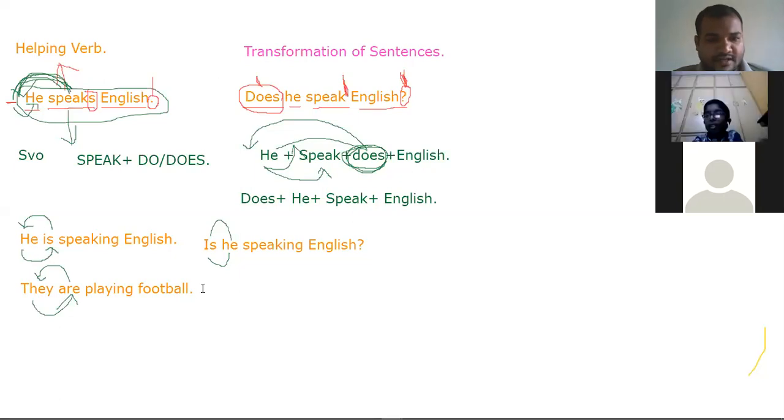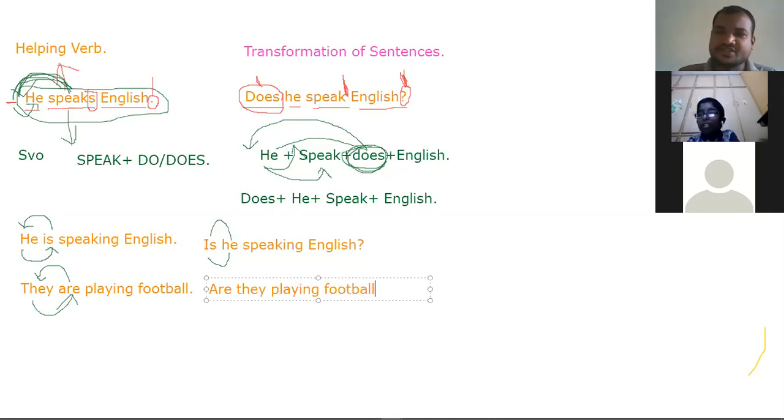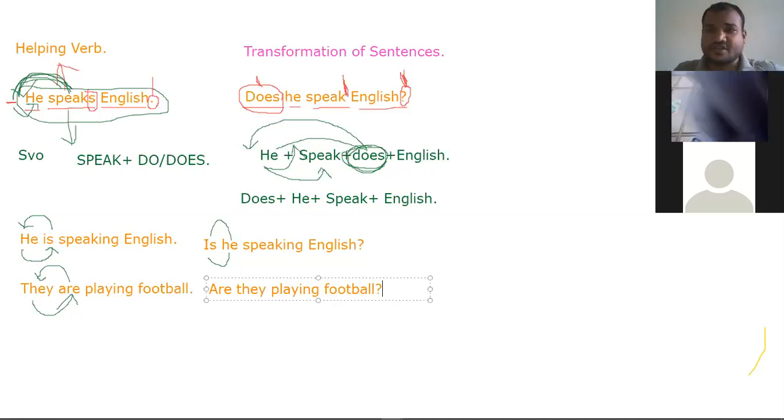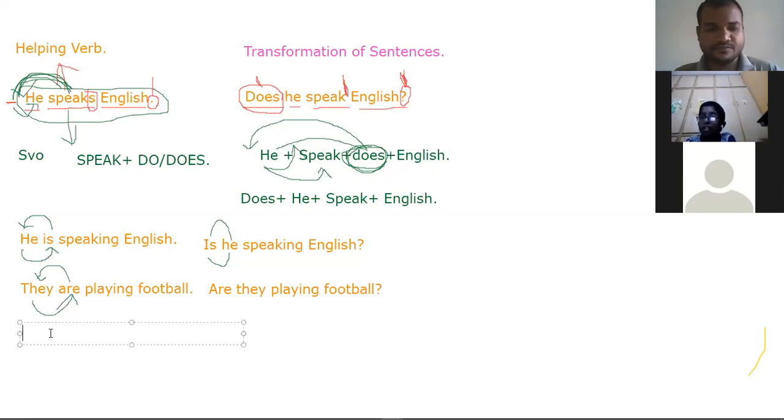Gautam, is it clear to you? Yes, sir. Are they playing cricket or football, whatever the game, you can mention your wish. So, are they playing cricket, or are they playing chess, or snooker, whatever the game, you can mention. Right? Okay, sir. Next, I'll give you one more example. Gautam, you need to change the example.